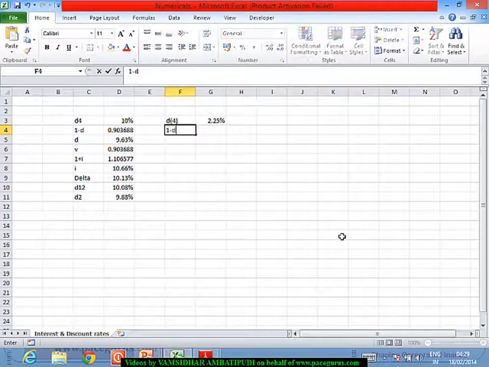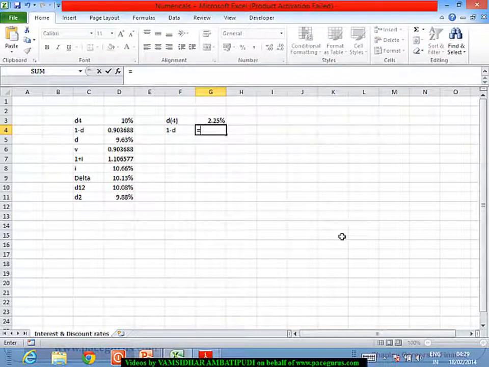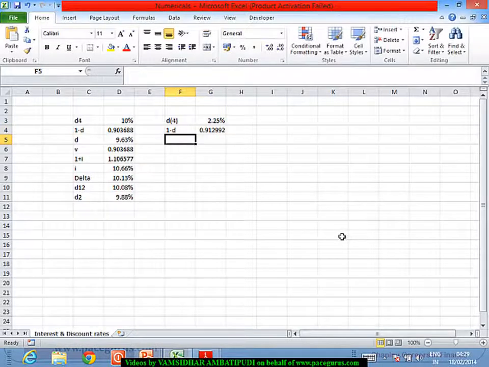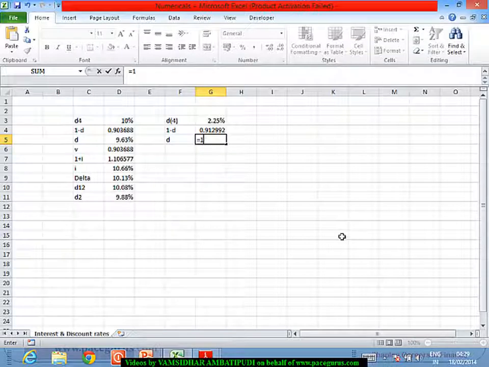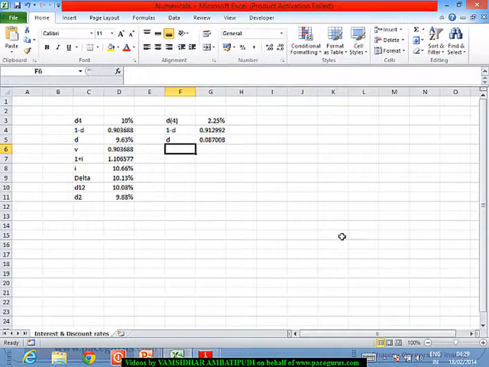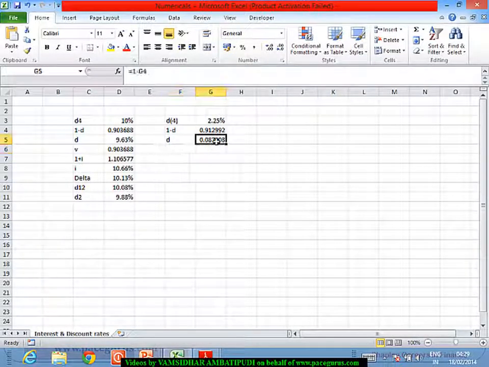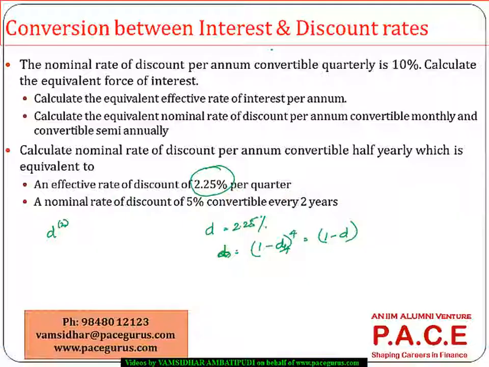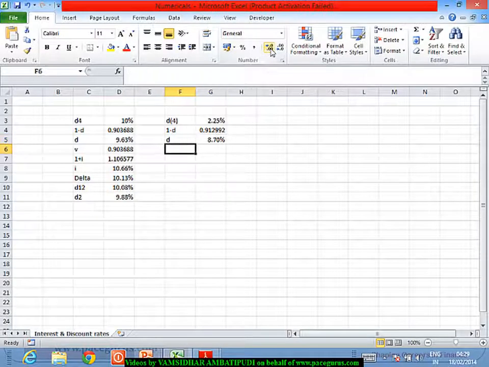So from here I can get my D, which is nothing but 1 minus D, which is nothing but 1 minus 2.25% to the power 4. This will give me 1 minus D, and probably from here I can get my D also. So the D in this example is 8.7%. Okay. But what D is required is D2, convertible half yearly. So I require D2.